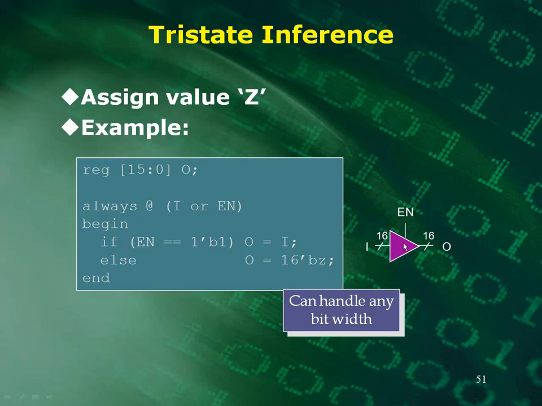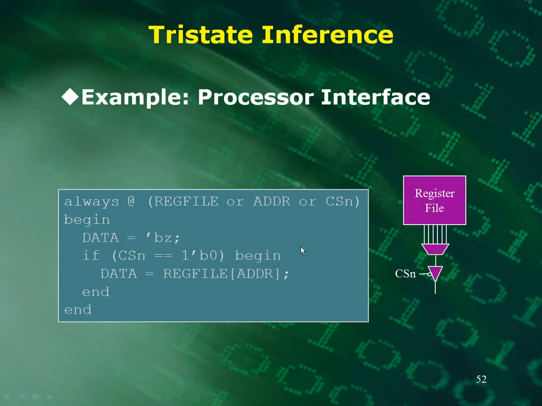So like we have a 16-bit bus we want to tri-state under certain conditions, and you could just write the code like this. So if enable is high, then the output is equal to the input. Otherwise, if enable is low, the output gets turned into tri-state. And this way you can handle any bit width.